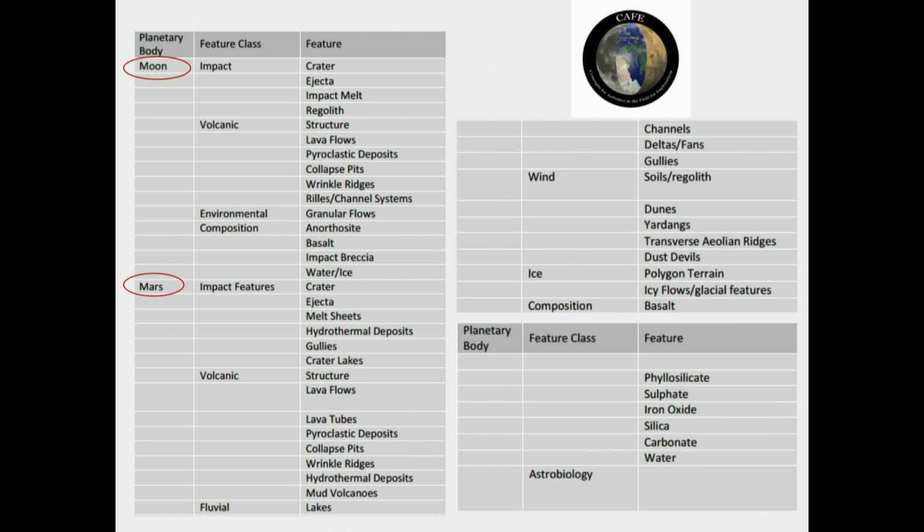Okay, this table is taken from the CAFE, from this catalog of the European Space Agency, and as you see, it's used for the Moon and for Mars, and all the features are related with geological aspects: craters, ejecta, melt sheets, hydrothermal deposits, gullies, crater lakes, lava flows, polygonal terrains, dust devils, dunes, gullies, deltas, fans. So this is the point: to try to find these similarities or differences between Mars and Earth in this concept.